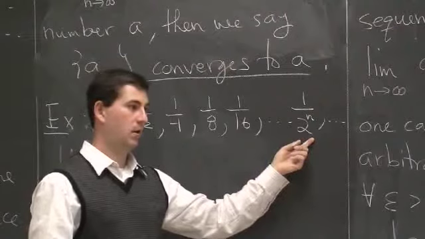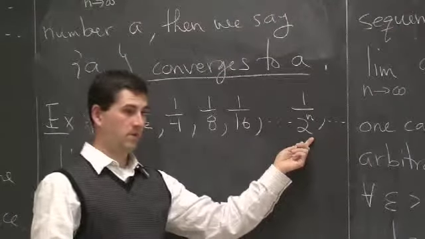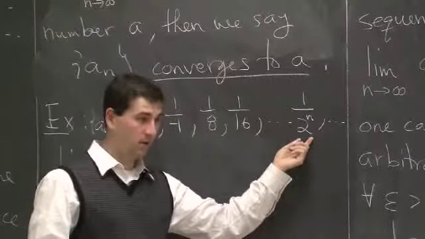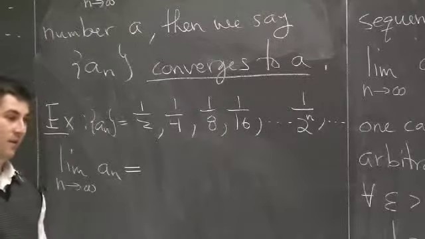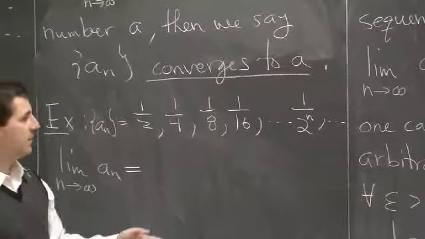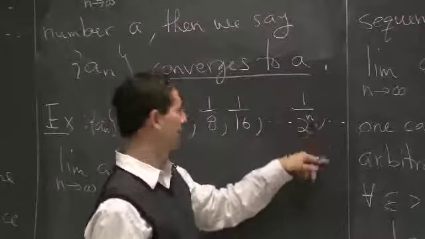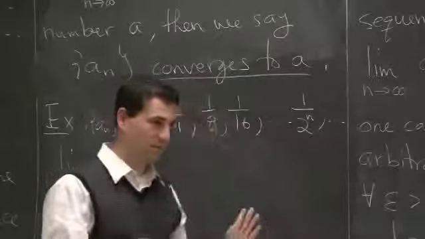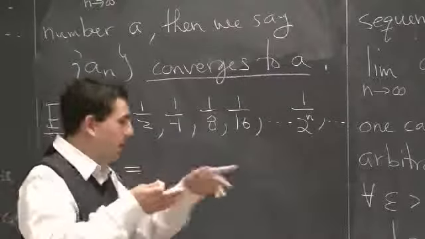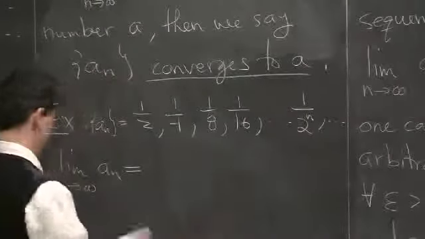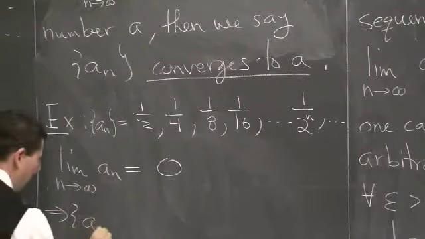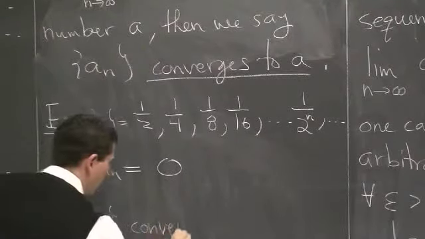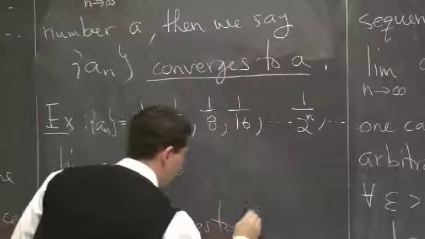Are they getting arbitrarily close to 0? Do they stay arbitrarily close to 0? Sure, right? If you want to get within 1/1,000,000th, there's a very easy way to do that. Just go out to the millionth place, then you'll have 1 over 2 to the millionth. You're certainly within 1/1,000,000th, and you never get any further away. This always gets closer to 0. So this thing converges to 0. So a_n converges to 0.